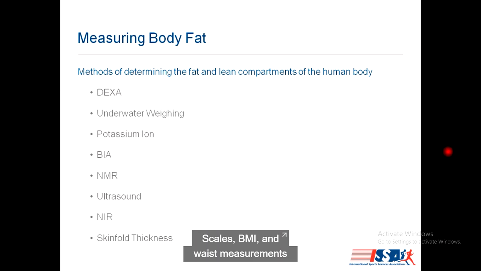Scales, BMI, and waist measurements do not account for the proportion of fat to lean tissue. The real health concern is the portion of fat as compared to overall weight. The fat and lean compartments of the human body can be determined through numerous methods including DEXA, underwater weighing, potassium ion, BIA, NMR, ultrasound, NIR, and skin fold thickness.